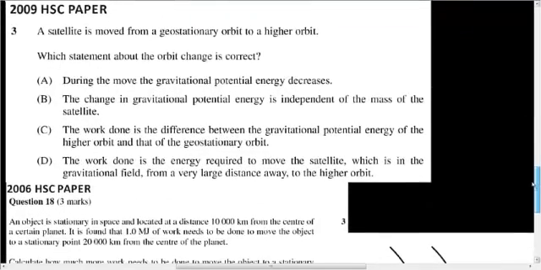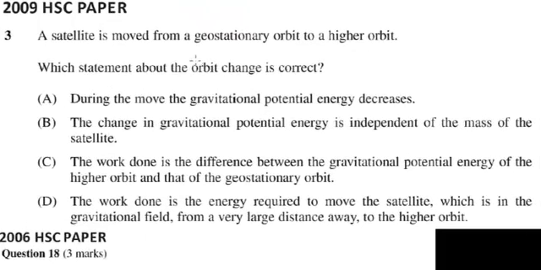Moving along, 2009 HSC paper. A satellite is moved from a geostationary orbit to a higher orbit. Higher means higher gravitational potential energy. Which statement about the orbit change is correct? During the move the gravitational potential energy decreases? No. Energy increases. Energy stays the same. Gravitational potential energy increases, and kinetic energy decreases.